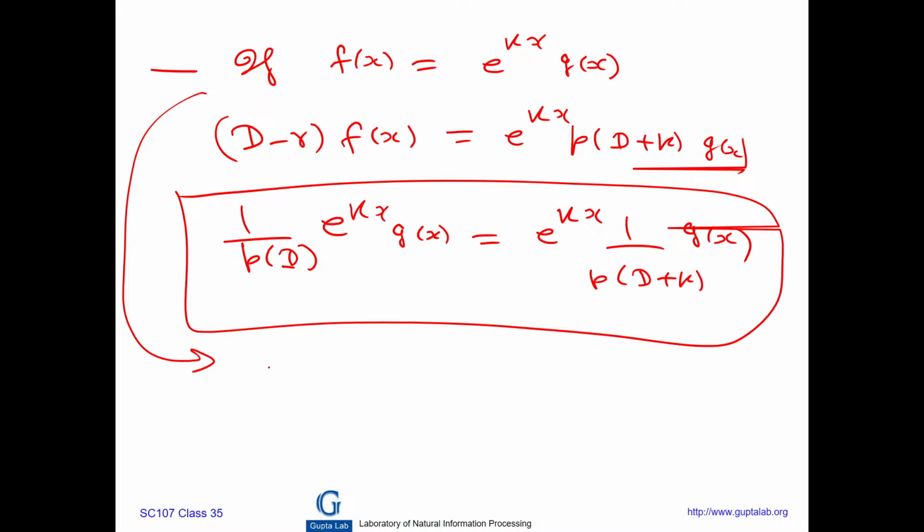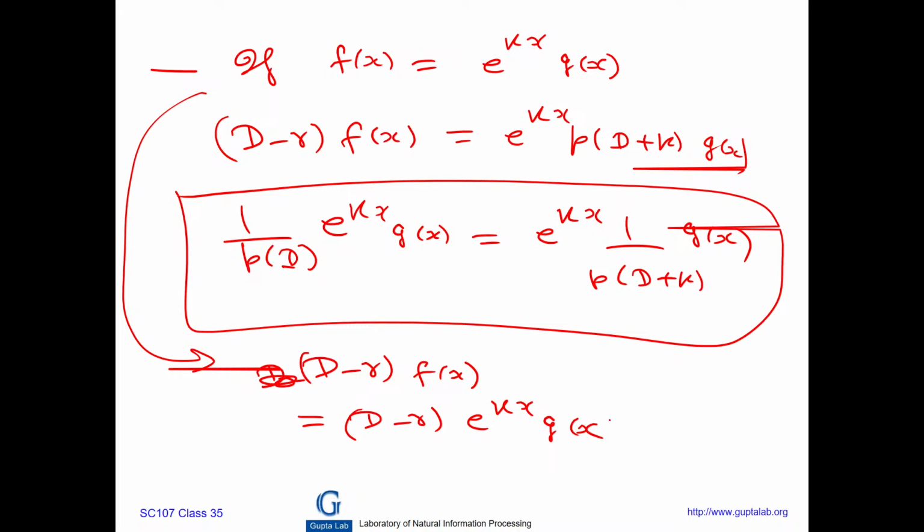So if you look at what is D minus r times f of x, it is nothing but D minus r times e raised to power kx times g of x, because this is how f of x is, right? Now this is a single differential operator operating on the product of two functions. So differentiation of first times second plus differentiation of second times first. Product rule of the differentiation, I am going to use it, right? So the whole thing becomes D minus r.